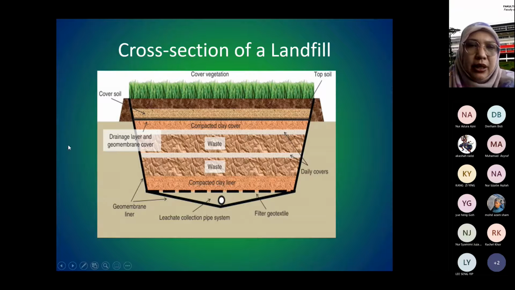And then we also need to consider that at the end of the landfill lifespan, there would be a final cover layer. It would be a compacted clay cover on the very topmost of the landfill cell, and then there should be a drainage layer. There should be drainage and a geomembrane cover, so that the drainage will route the water that goes into the cell into a surface runoff collection system. Then we need to consider cover soil, and then place top soil, and then we will need to provide cover vegetation.